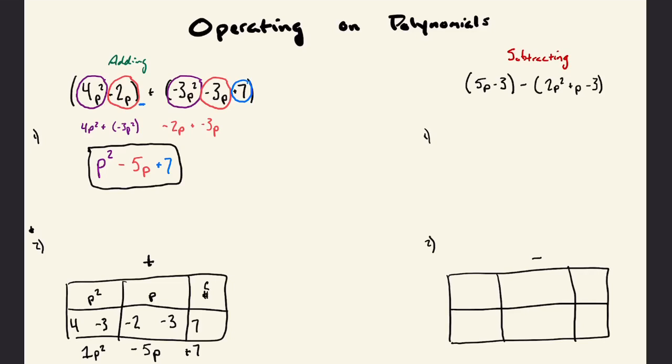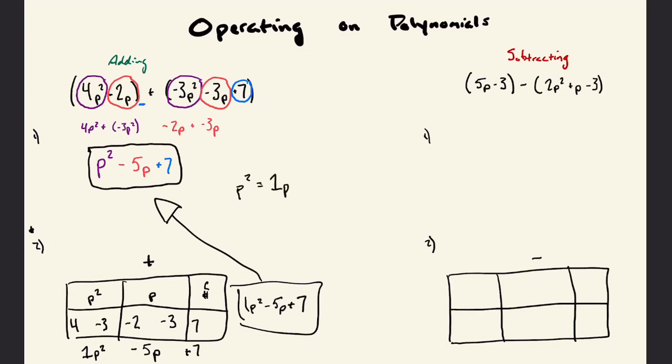So if I rewrite this, I get 1p to the second power plus, minus 5p. Now, I could write plus -5p, but again, you're adding an extra step that you really don't need to do. So minus 5p plus 7. Same exact answer as that right there. Again, you don't need to show the 1 there. You can just have p squared. P squared is the same thing as 1p squared.